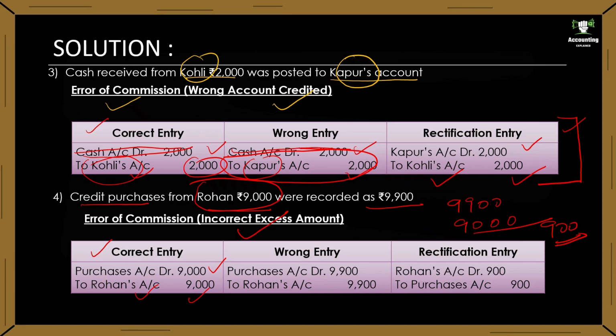But you have taken it as purchases account debit 9900 to Rohan's account 9900. Instead of 9000, you have taken it as 9900. There is an excess of 900 in the wrong entry. How will you cancel that excess? By reversing the entry. So the entry will be Rohan's account debit to purchases account with the excess amount. What is the excess amount here? 900.